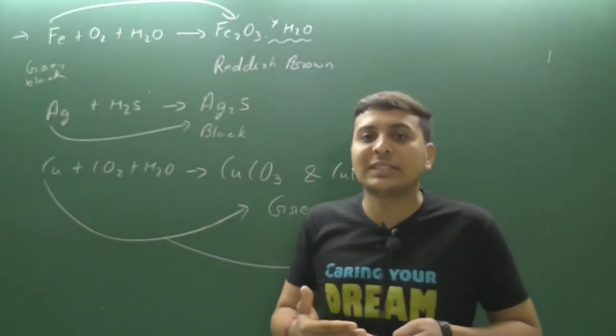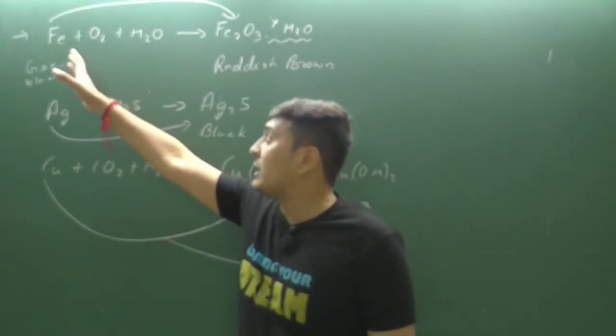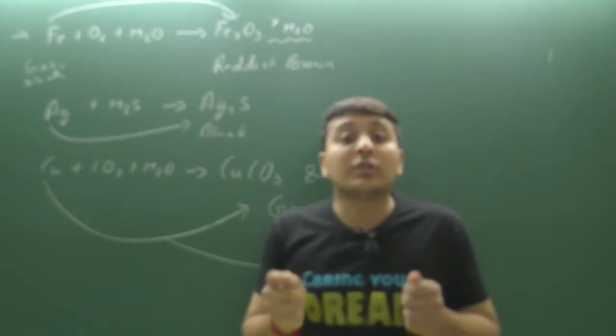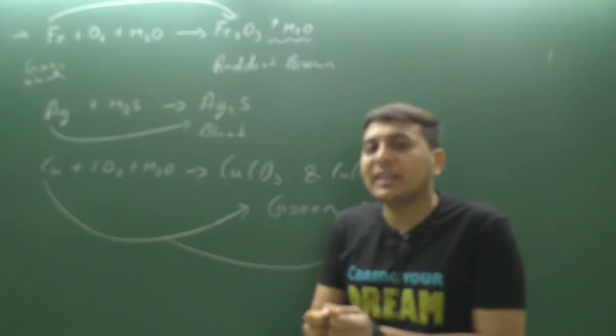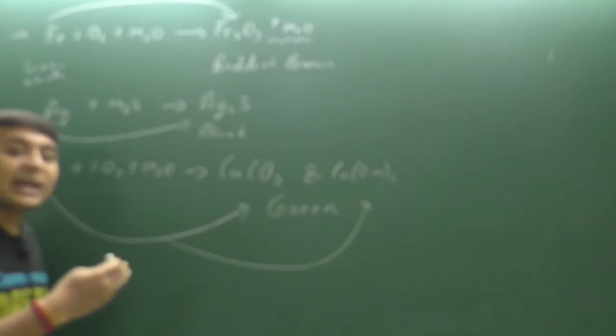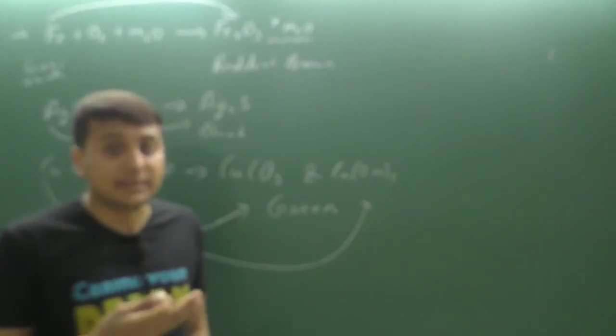Why? Because its properties are changed. Why is iron used in many of the things? Most of the articles are made up of iron. Why? Because of the hardness of the iron. Iron is a very hard metal, and because of its hardness, we can build many machineries or many things.